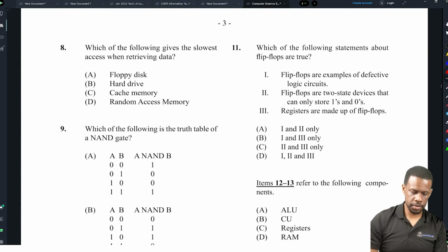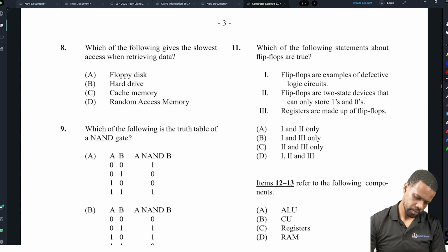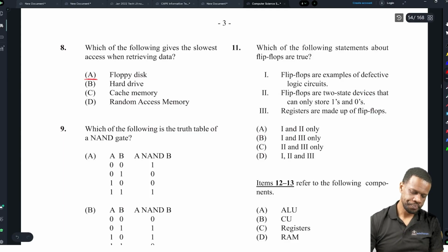Number 8, which of the following gives the slowest access when retrieving data? Slowest would be a floppy disk. Clearly.